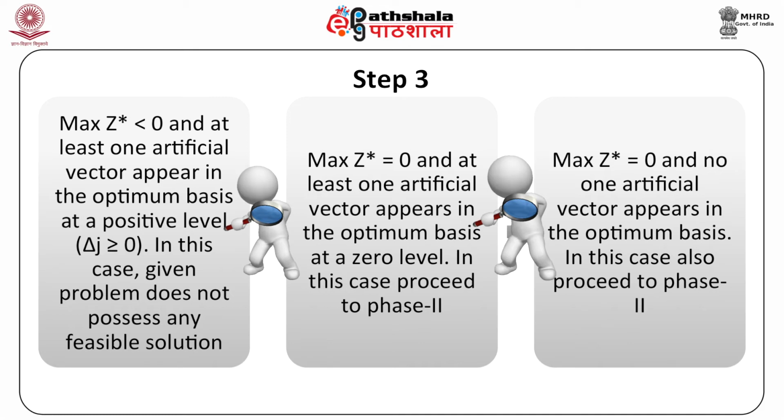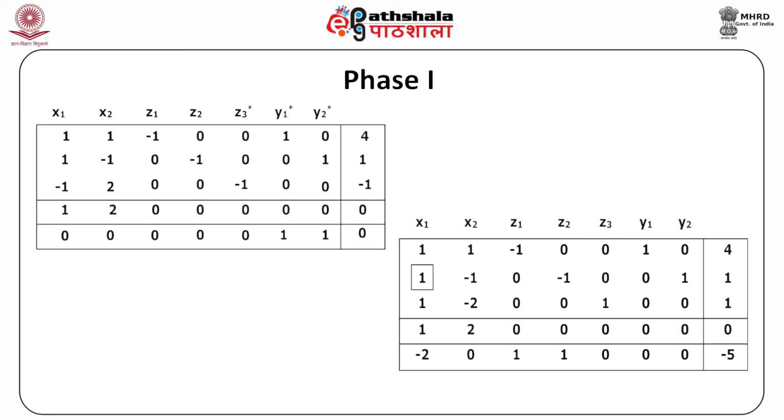Second, maximize z star equals 0 and at least one artificial vector appears in the optimum basis at a 0 level. In this case, proceed to phase 2. Third, maximize z star equals 0 and no artificial vector appears in the optimum basis. In this case, also proceed to phase 2. So now we can solve this problem using the simplex algorithm in phase 1.